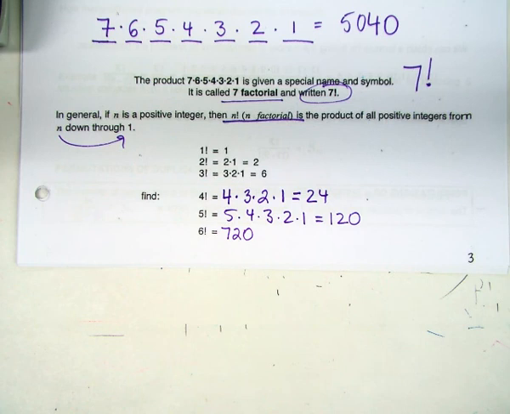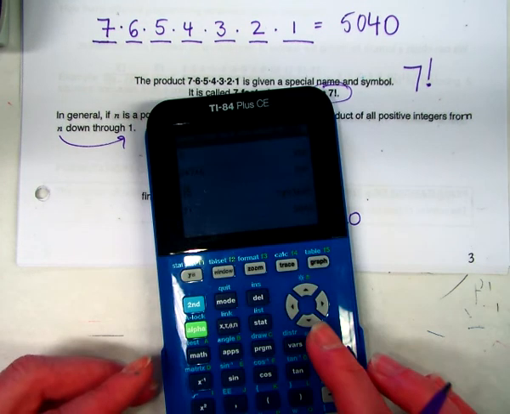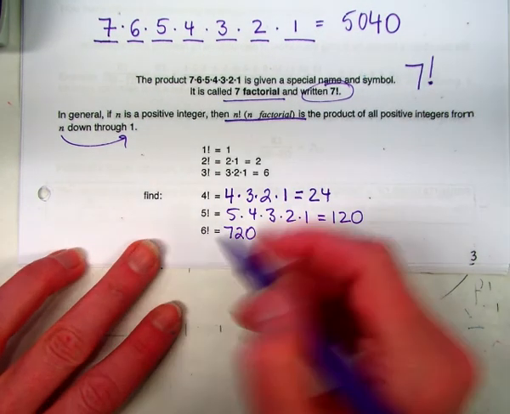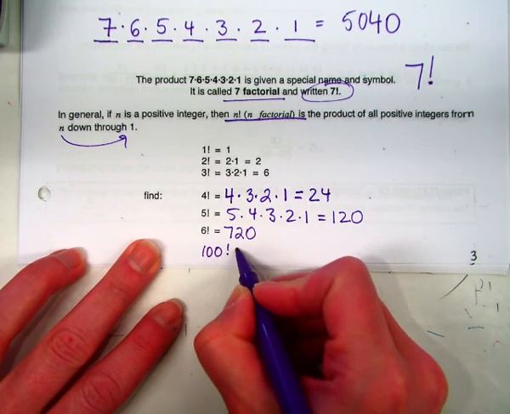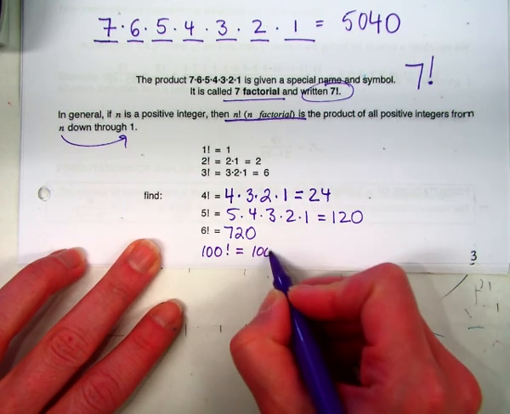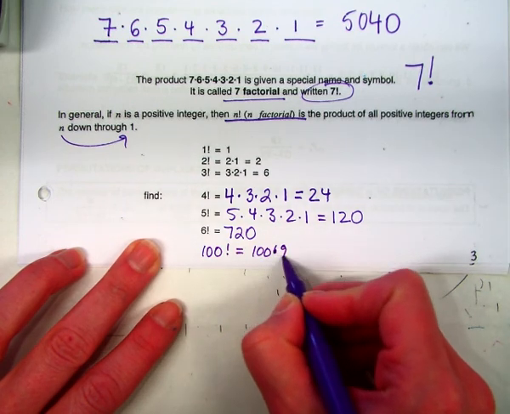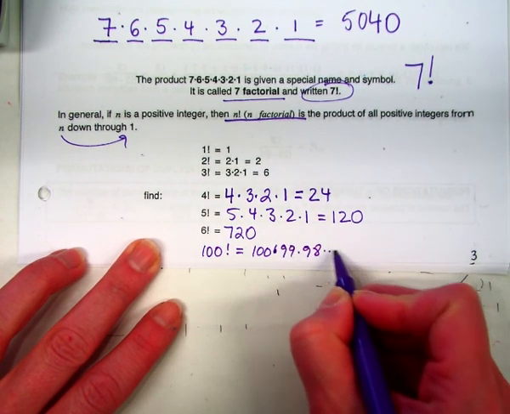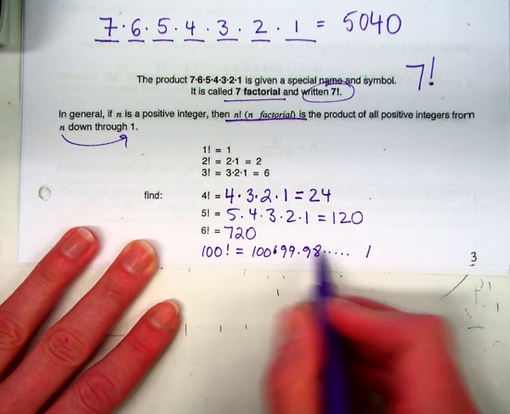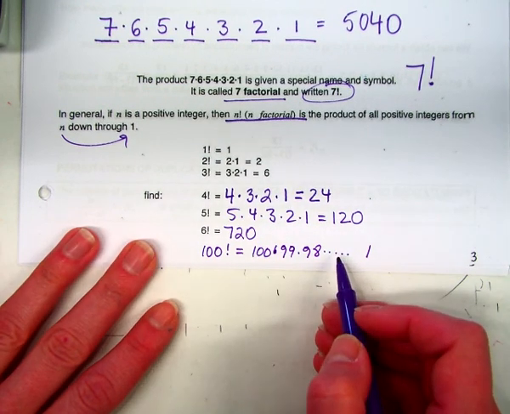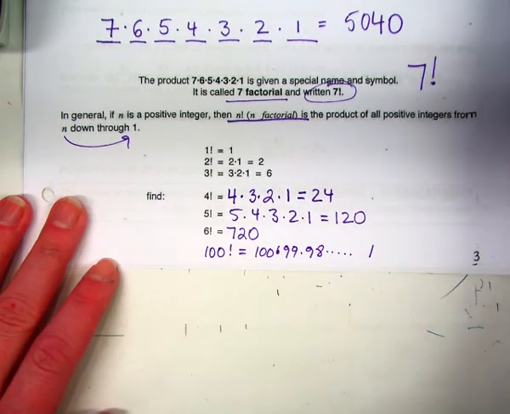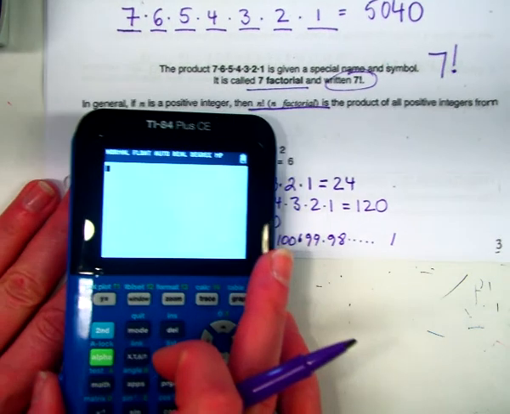I want you to grab your calculator. What if I asked you to do 100 factorial? Would that be fun writing it all out? No, because it's 100 times 99 times 98, all the way up to 1. Would it even be fun typing it into your calculator? No. Everybody grab your calculator.